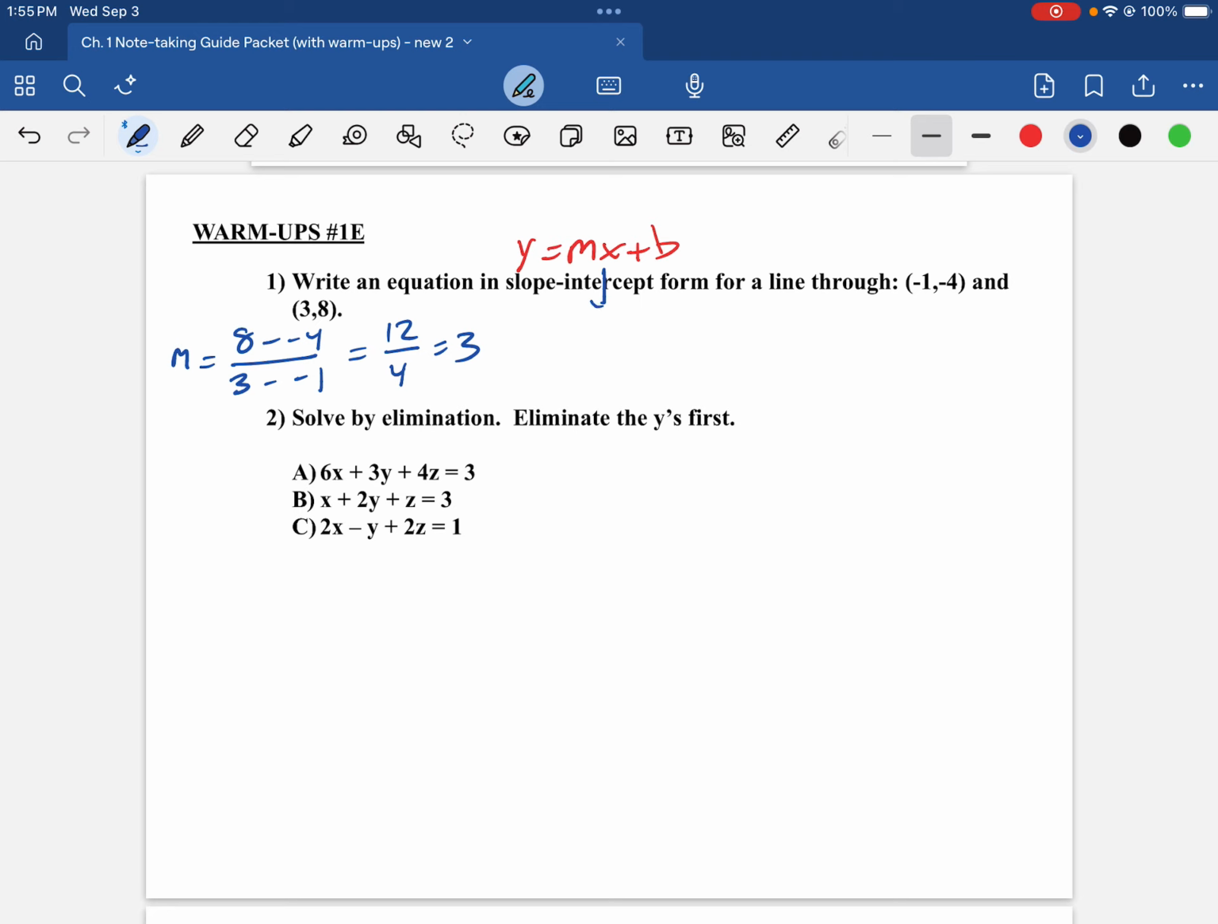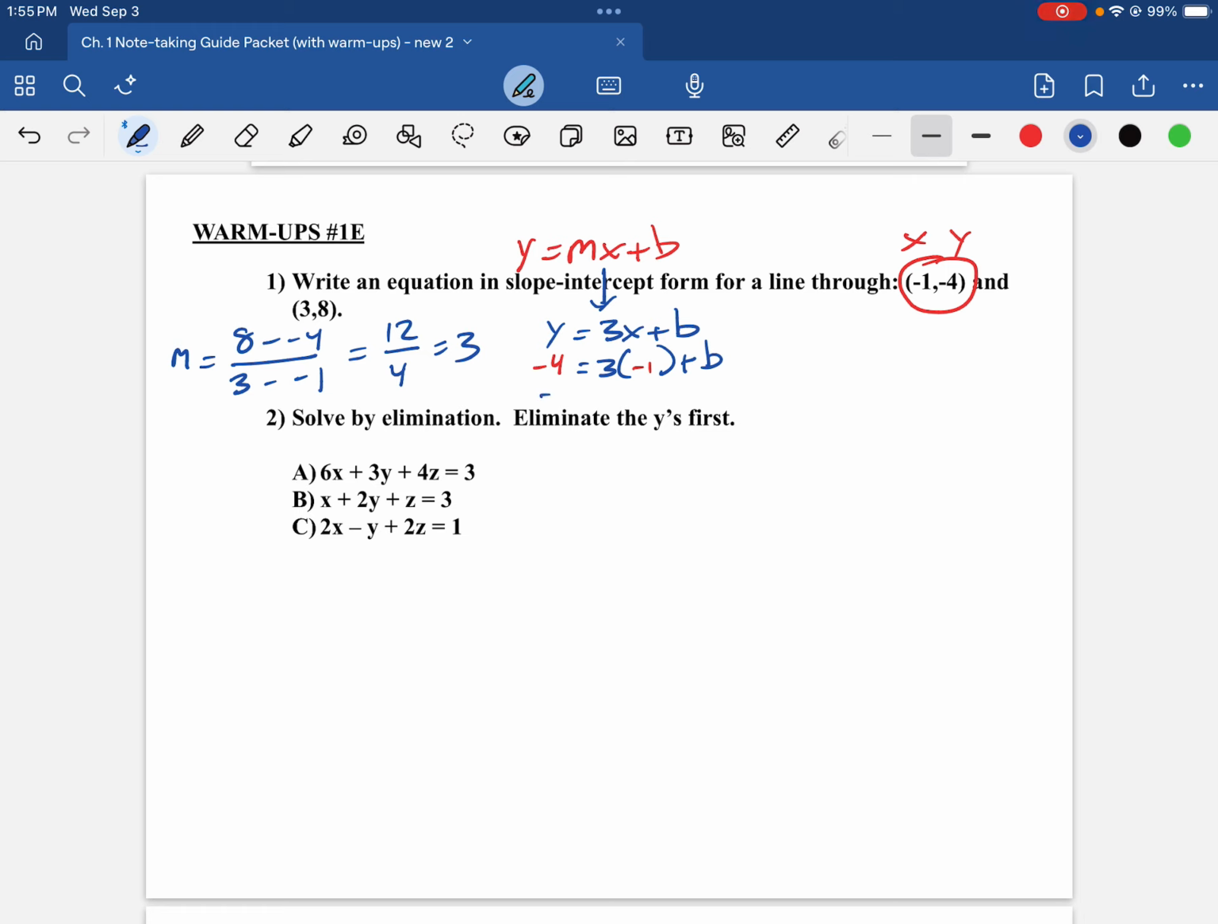So now using this, I know it's going to be y equals 3x plus or minus something. I just have to figure out what the something is. And I'll find that something by plugging in one of the two xy pairs. It doesn't matter which one. I'll use the one I just circled there. So I'm plugging in negative 4 for y. And I'll plug in negative 1 for x.